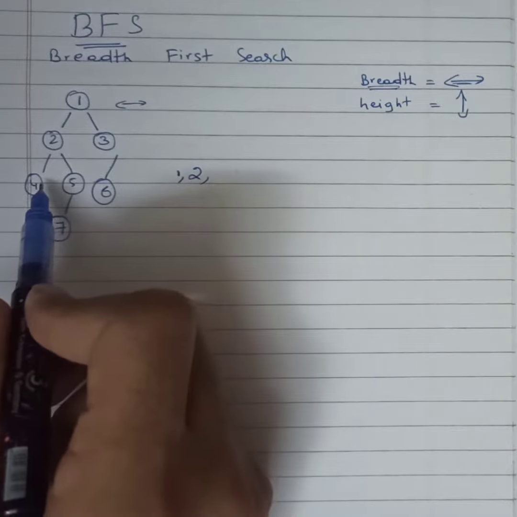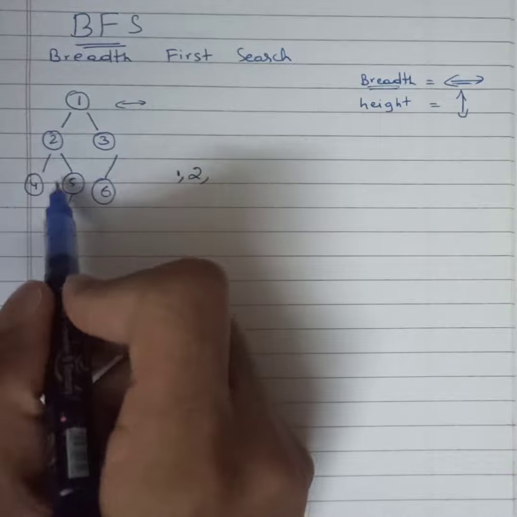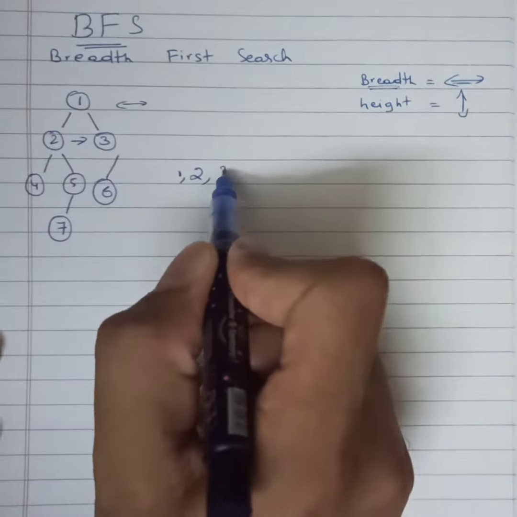So next, where do we go? Do we go to 4 or do we go to 5 or do we go to 3? No, we are not going downward. We are going across the breadth. So we are going to 3.